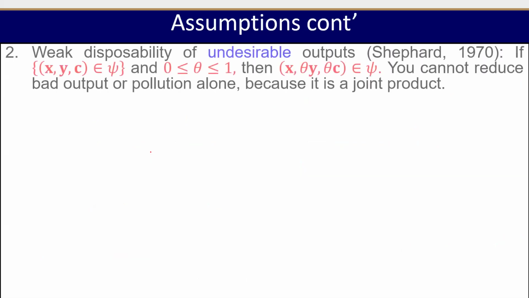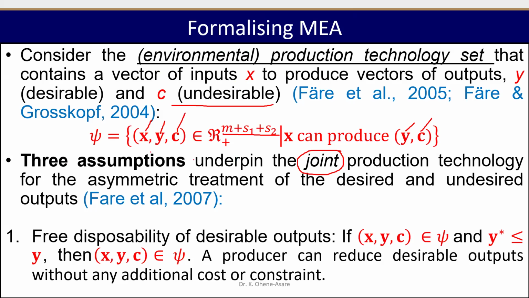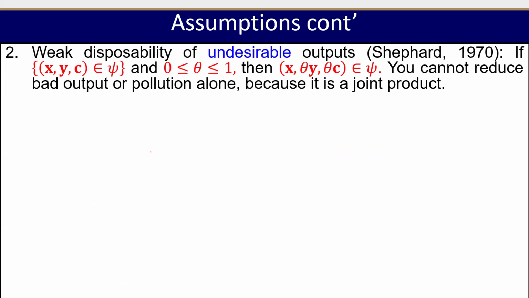Guys, that is one assumption. The next assumption is weak disposability of the bad output. Weak disposability of the bad output, if you don't take care, it might confuse you with strong or with free. By the way, the free disposability is also the same as strong. Take note. The free that we looked at, you can say that strong disposability of desirable output. Okay, weak disposability. What does that mean? This one, I've put it here, right here. So you can just read it and explain. What is weak disposability?